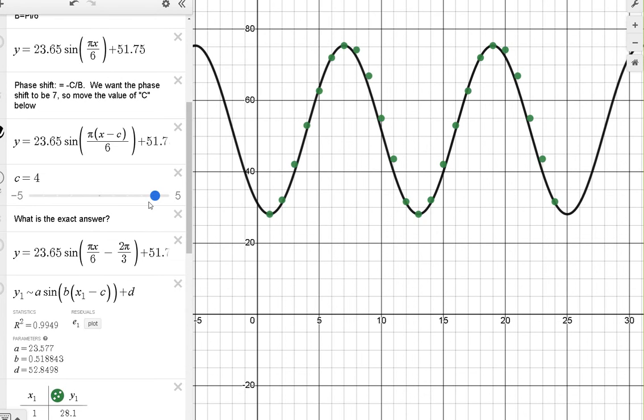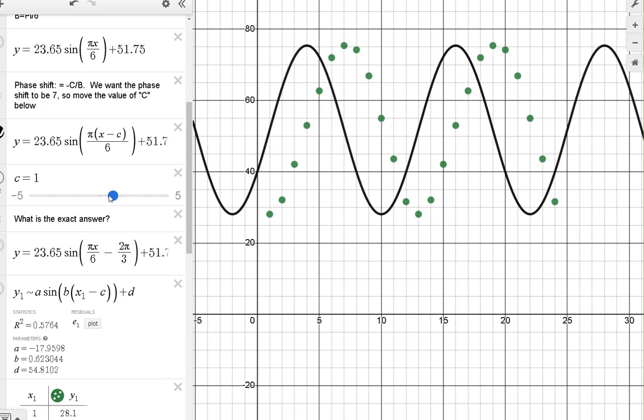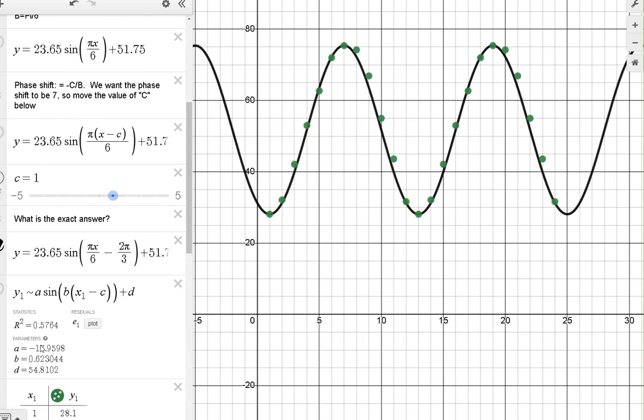But what you can do then is to actually solve for C, and we'll do an example like that. But when you solve for C, you should get a perfect graph. Beautiful.